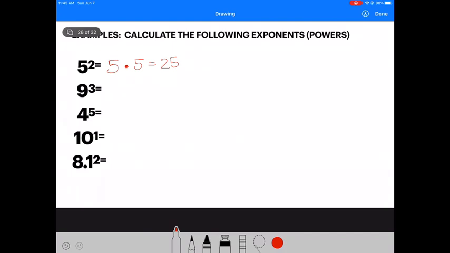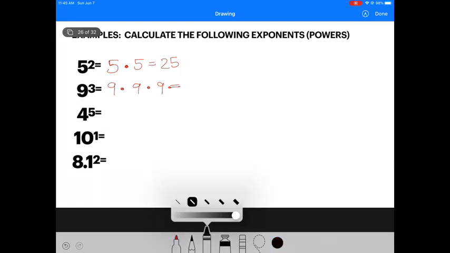Then you have 9 cubed. 9 times 9 times 9. Okay, so you think, okay, 9 times 9 is 81. Then 81 times 9, well, you can do your scratch work for that. So you know this is 81. And then you're multiplying by 9 again. So what does that give you? That gives you 729. 9 cubed is 729.